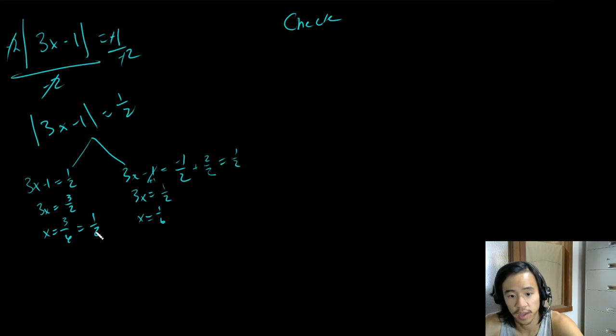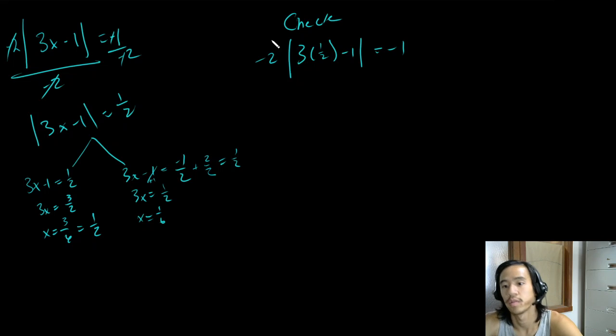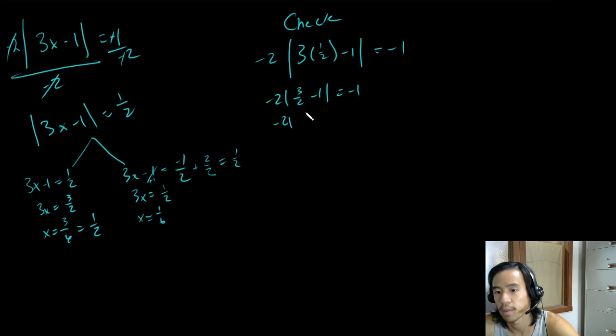All right, so we're going to plug in 1/2 for x. Let's see, 3 times 1/2 minus 1. So negative 2 times the absolute value of 3/2 minus 1. So 3/2 minus 1, that is 1/2. So negative 2 times 1/2, that is negative 1. We are in the clear here. Let's check our other answer.